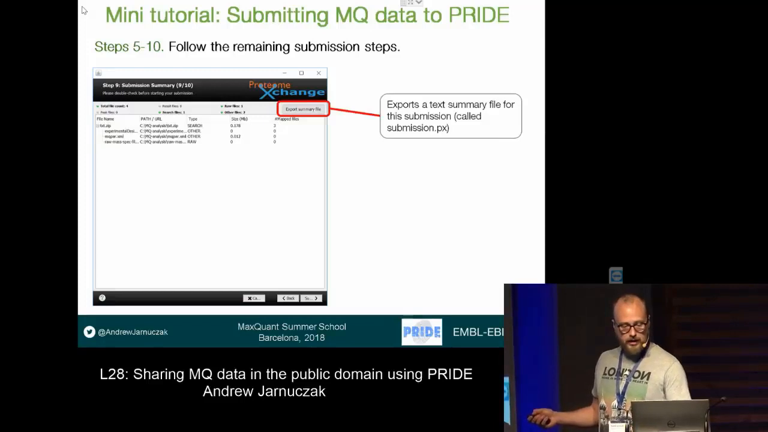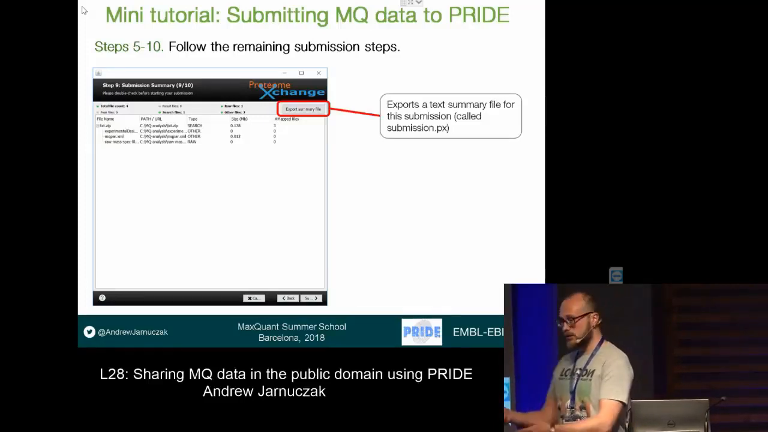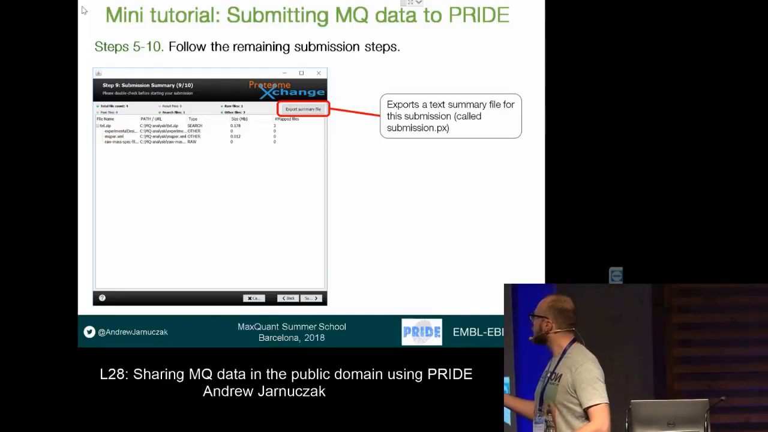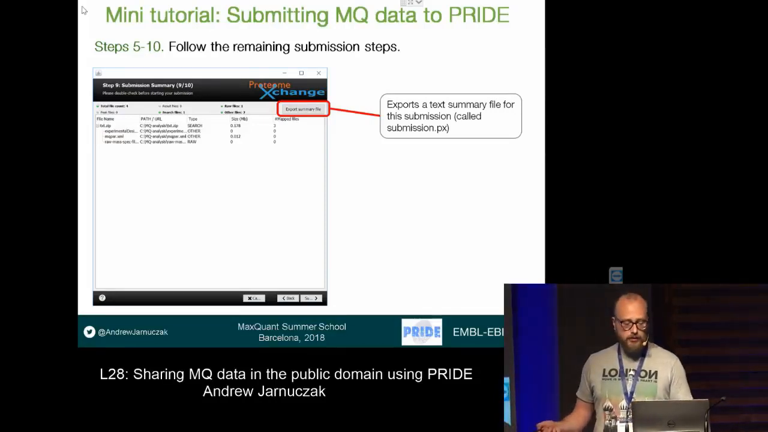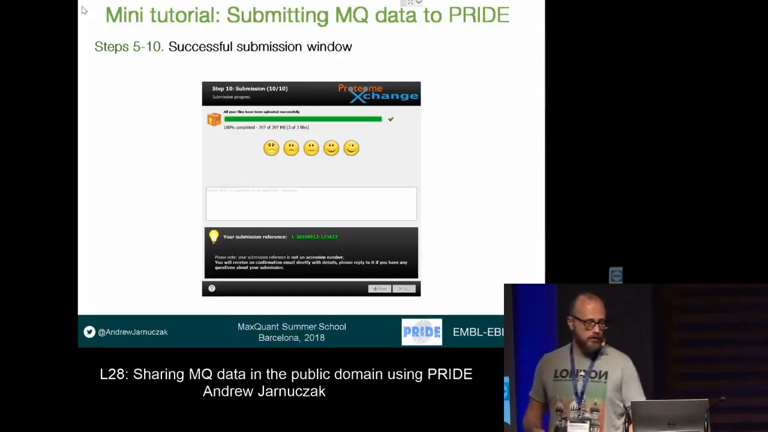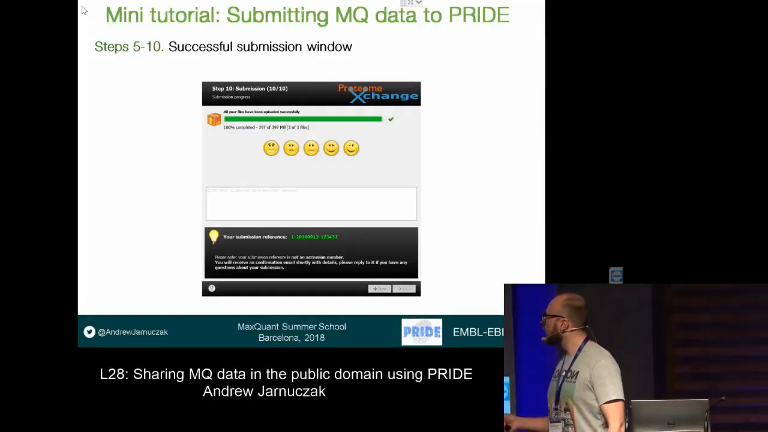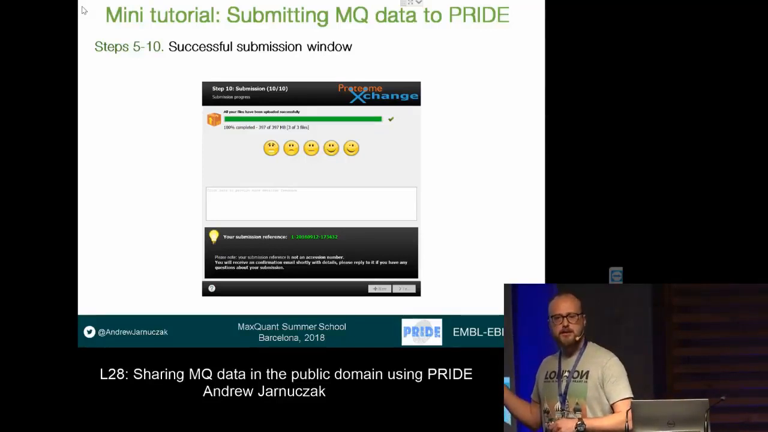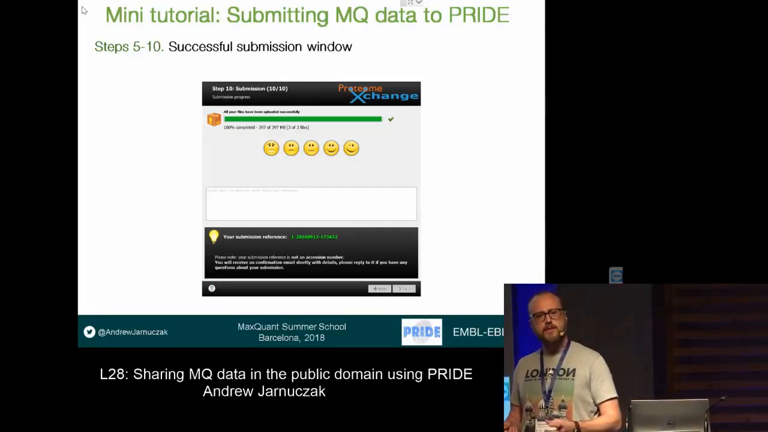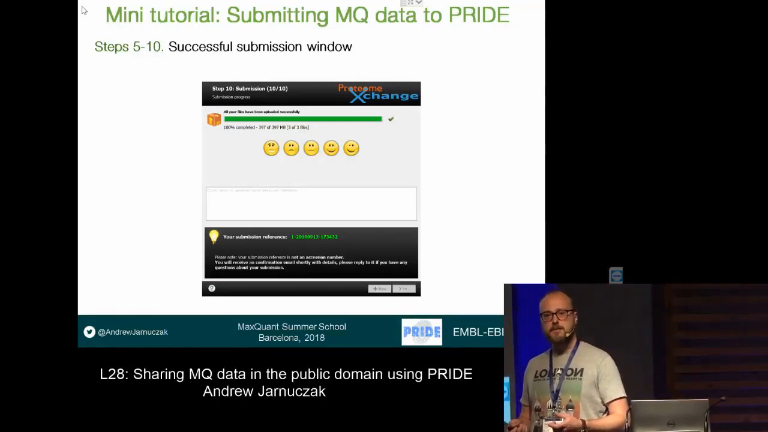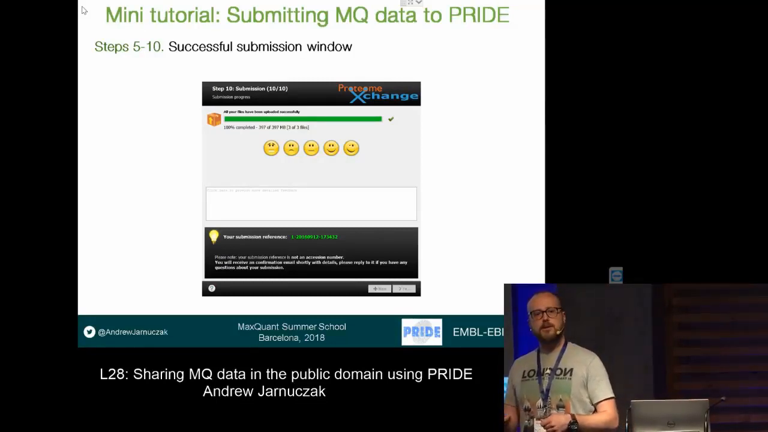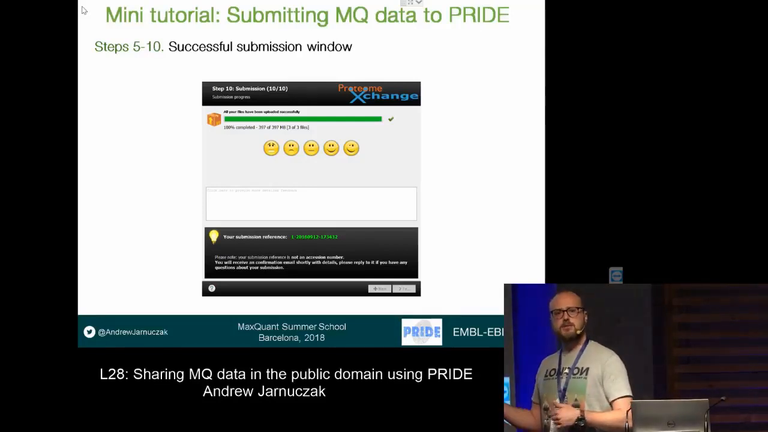At this point, you can export a summary of your submission. It will write a file called submission.px. You don't really need it, but it might be useful in the future. And then off we go, we load the data. Actually, I forgot to mention earlier that the tool uploads through FTP, but EBI also pays to use a really cool fast file transfer protocol called Aspera. So if you're struggling with the upload speeds, you can download Aspera and use it for free, and it will really speed things up.